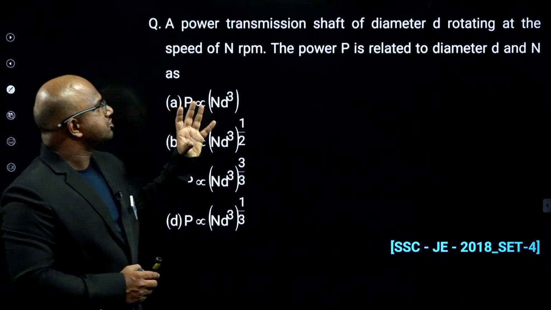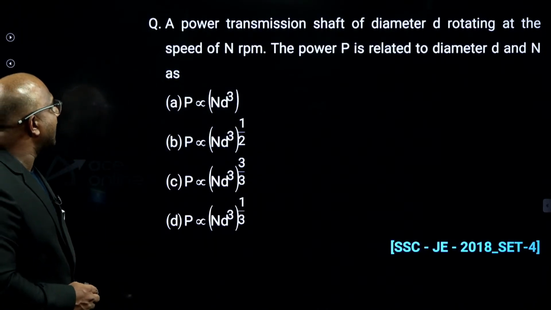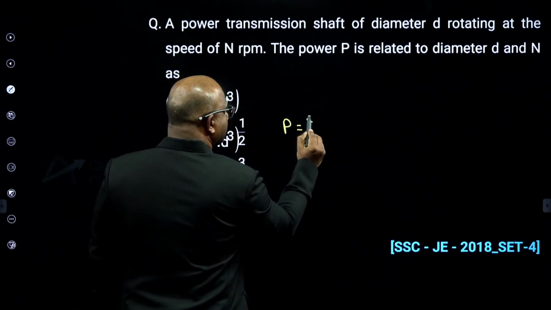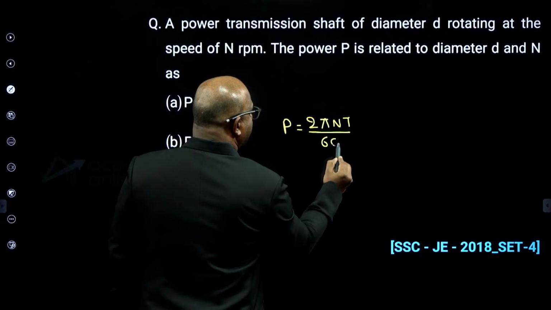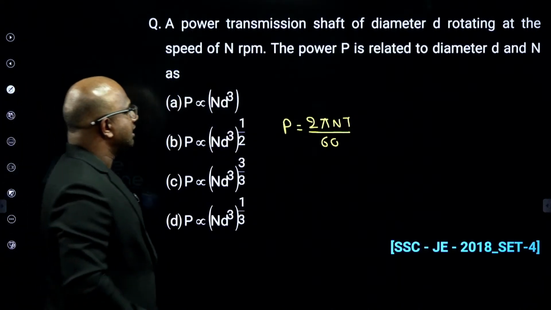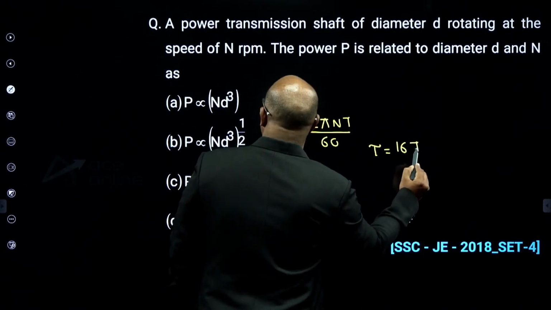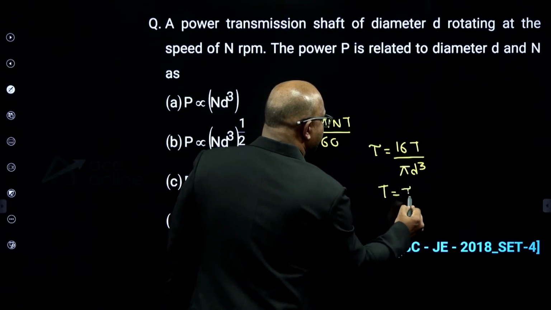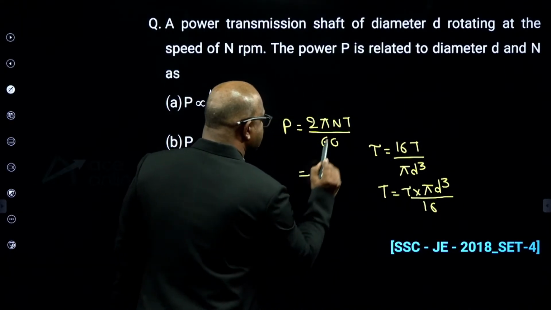The power transmitted by a shaft of diameter d, rotating at a speed of N rpm: the power P is related to diameter d and N as? You know this formula, guys. P equals 2 pi N T by 60. N means rpm, T means the torque. In case of a shaft, how can I find this torque, guys? You know, shear stress tau equals 16T by pi d cube. Assume this is the shear strength. Then T equals how much, guys? Tau into pi d cube by 16.